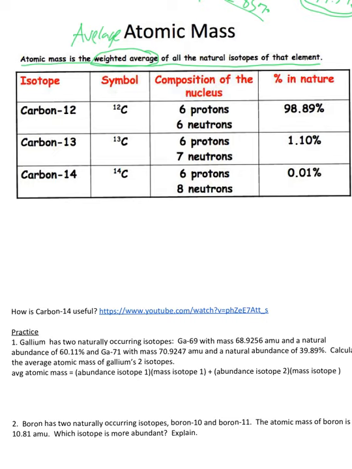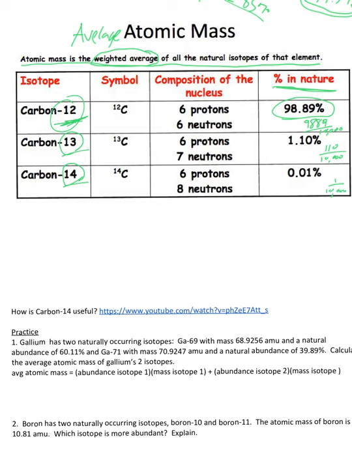Now we're going to use the same process to find the average atomic mass of carbon. As you know, carbon has 3 different types of isotopes. It has carbon-12, carbon-13, and carbon-14. Now, in nature, if you had 10,000 carbon atoms, 9,889 out of 10,000 would be carbon-12 atoms, and 110 out of 10,000 would be carbon-13 atoms, and 1 out of 10,000 would be carbon-14 atoms. So there's way more carbon-12 in nature than carbon-13 or carbon-14.